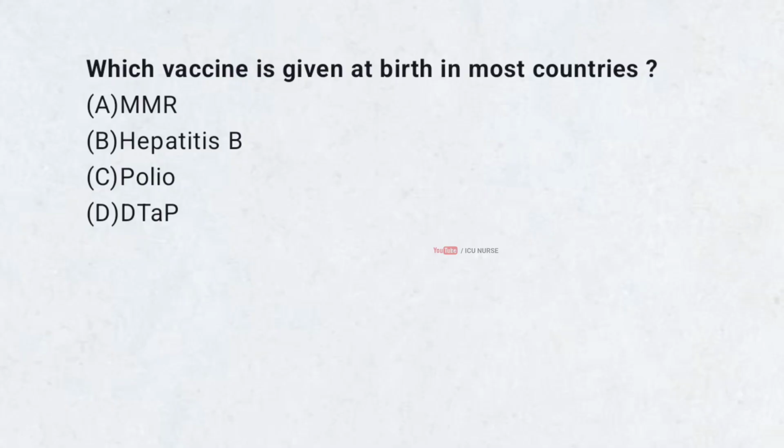Which vaccine is given at birth in most countries? A. MMR, B. Hepatitis B, C. Polio, D. DTaP. Correct answer B. Hepatitis B.